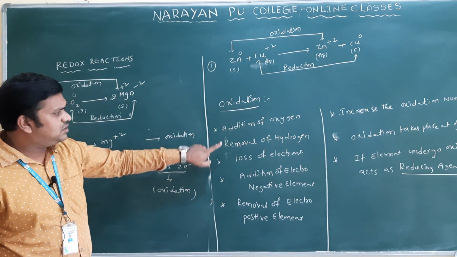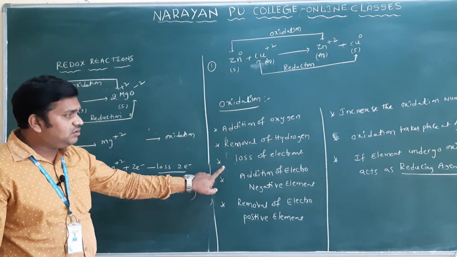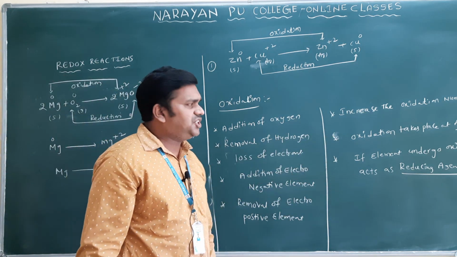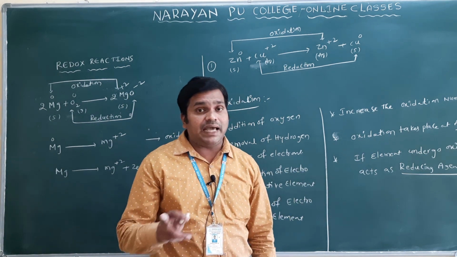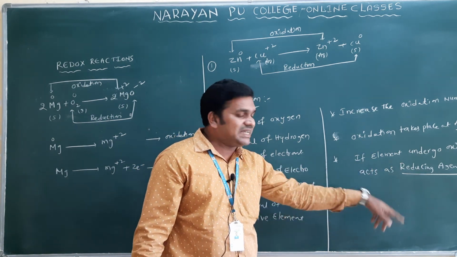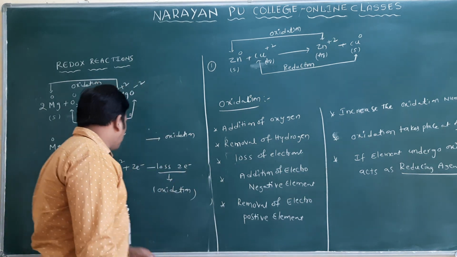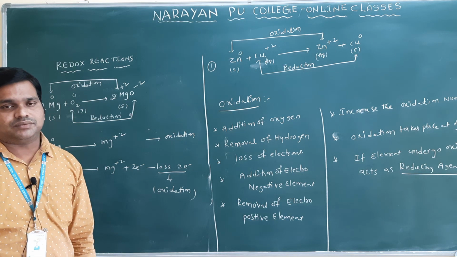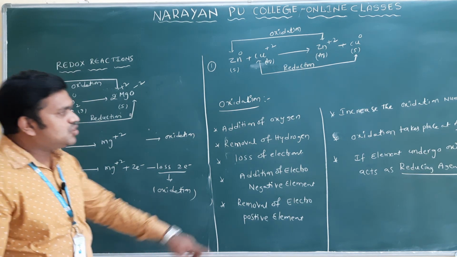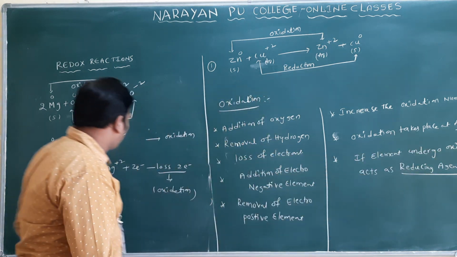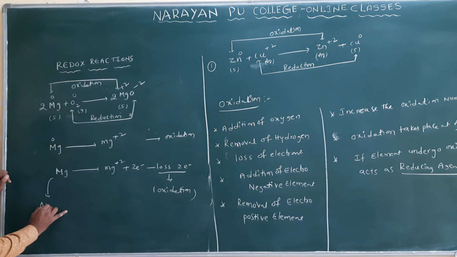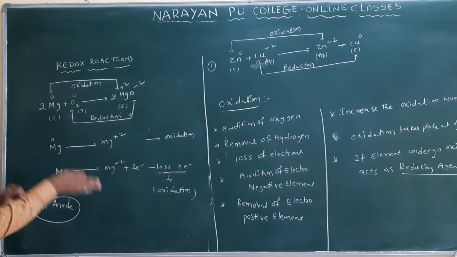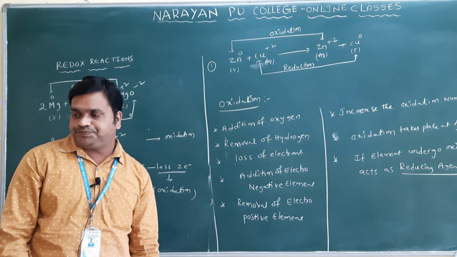Oxidation: addition of oxygen, removal of hydrogen, loss of electron, addition of electronegative element, removal of electropositive element, increase in the oxidation number. Oxidation takes place at the anode. And if the element undergoes oxidation, it acts as a reducing agent only. So here magnesium undergoes oxidation, it can act as a reducing agent. Where does the oxidation take place? At the anode. This reaction takes place at the anode only. So this is regarding oxidation only.